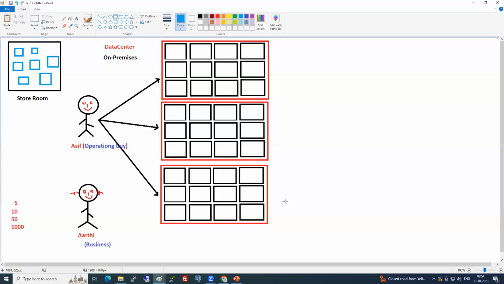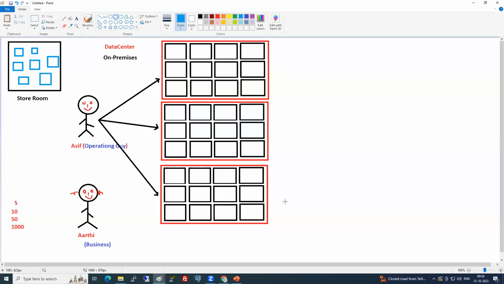Crashed server. I crashed the server, and Asif's fuse is out. What? You crashed the server? Yes, I crashed the server. How can you crash the server? I don't know. I crashed the server.